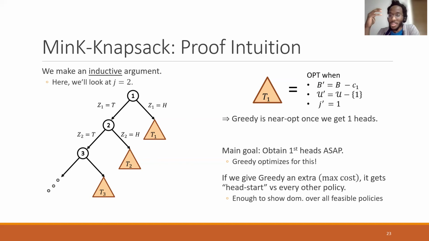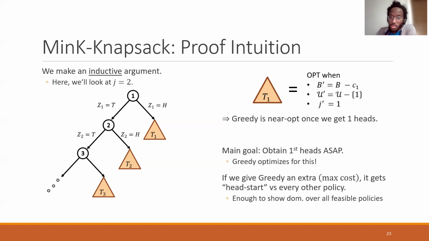And sort of the rationale for that is that you're flipping coins and you need 2 heads. As soon as you get 1 heads, you now only need 1 more heads. You've gotten rid of some budget, you've gotten rid of some elements that you can choose from, but everything has essentially turned into a j equals 1 case, right?